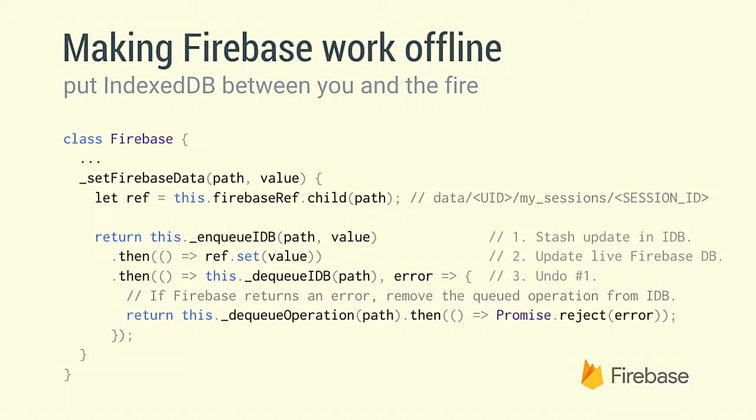So in our Firebase ES6 class, we have a set Firebase data method that we call for all Firebase operations. It takes a path of the bucket, the thing we want to change in the database, and the value we want to set it to. And then we run through a list of promises. So we first push onto IndexedDB what the user was trying to do. We then set Firebase data if we can, update the live database in Firebase, and then we remove that information in the next promise. And if there's any errors, we just say, hey, couldn't write, just remove that stashed data. We don't want to try to replay that bad state.